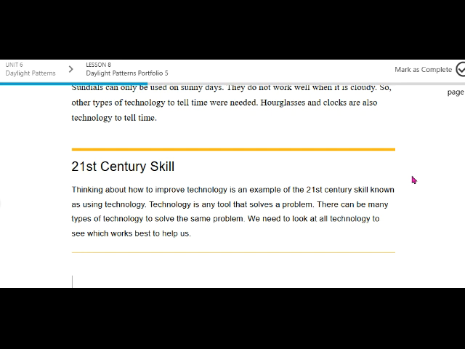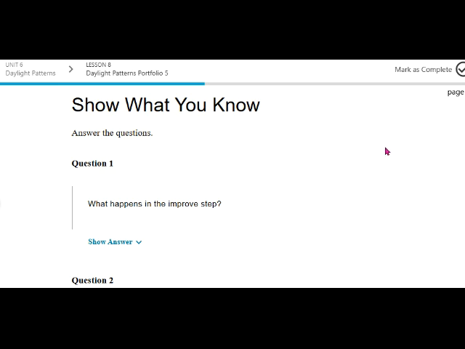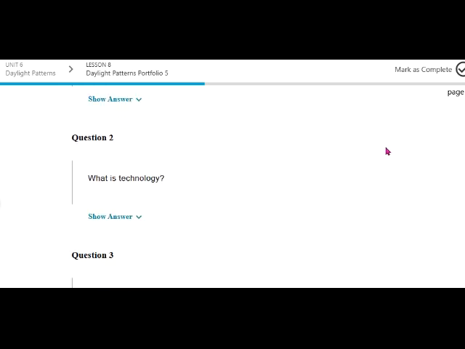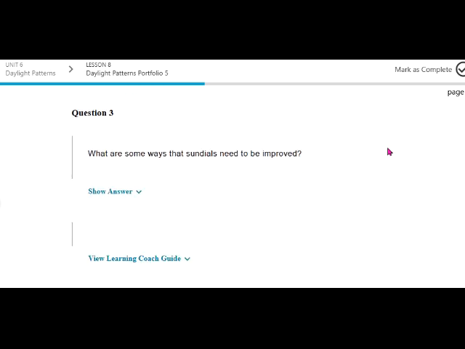There can be many types of technology to solve the same problem. We need to look at all technology to see which works best to help us. Answer these questions. What happens in the improve step? What is technology? And what are some ways that sundials need to be improved?